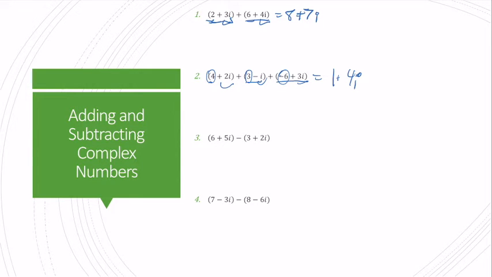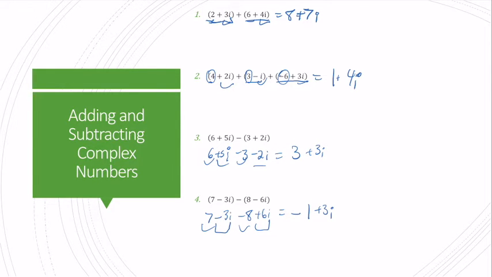If I have 6 plus 5i minus 3 plus 2i, I want to go ahead and distribute that negative just to make sure I don't forget to change the sign. So now I have 6 minus 3, which is a positive 3. 5i minus 2i is a positive 3i. If I have 7 minus 3i minus 8 plus 6i, I have 7 minus 8, which is negative 1, and negative 3i plus 6i gives me a positive 3i. So that's how we're going to add and subtract complex numbers.